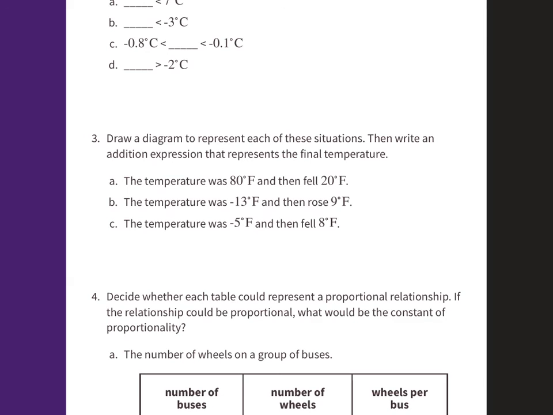So the temperature was 80 degrees and fell 20 degrees, so 80 minus 20. Letter B, the temperature was negative 13 and rose 9, so negative 13 plus 9. And letter C, the temperature was negative 5 and then fell 8, so negative 5 minus 8. Just what are the answers? Type those in the boxes.